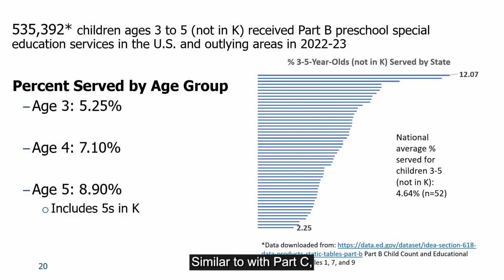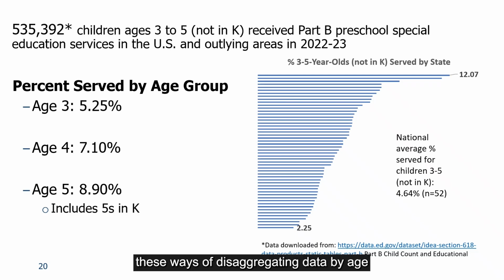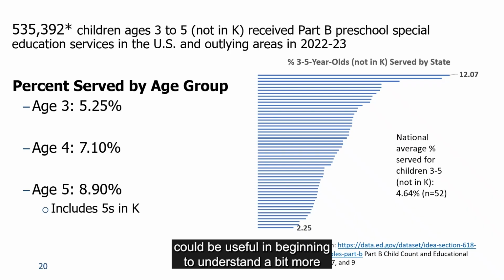Similar to with Part C, these ways of disaggregating data by age and by LEA to look at variation could be useful in beginning to understand a bit more about what is happening in your state related to child find.